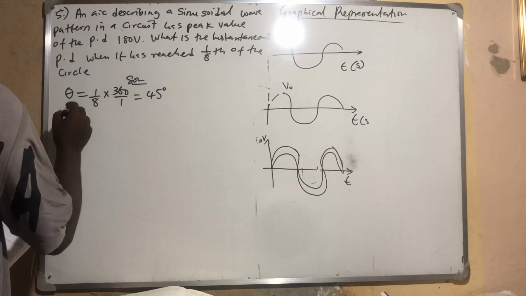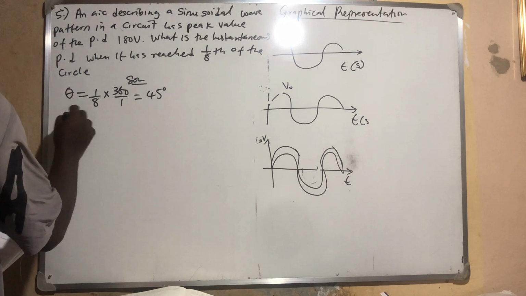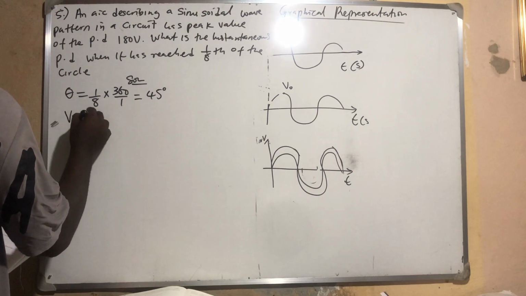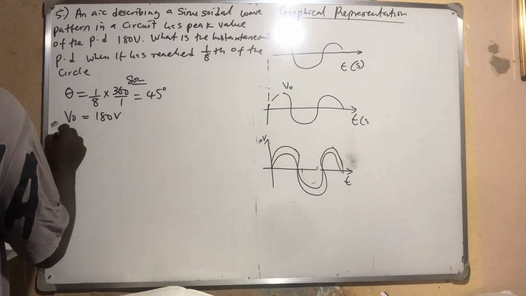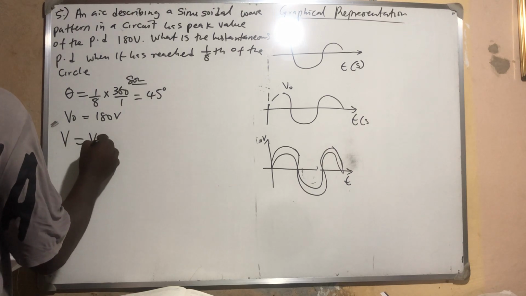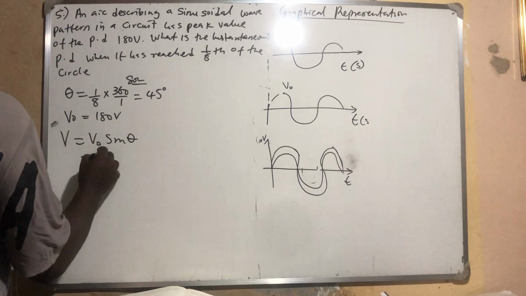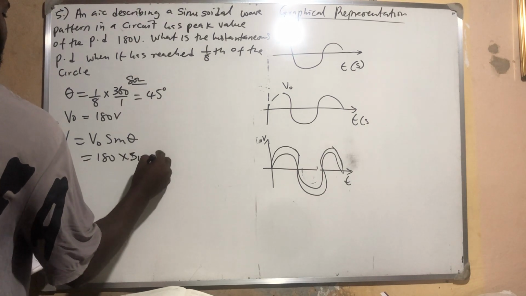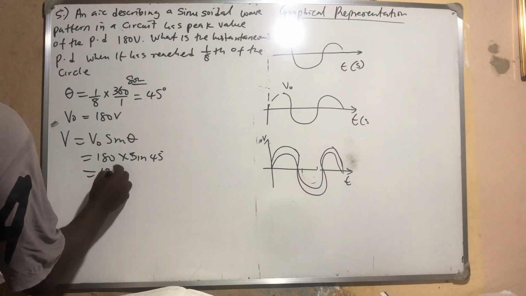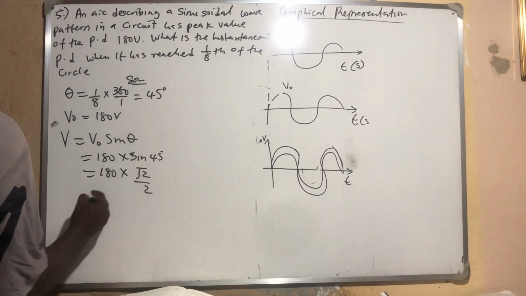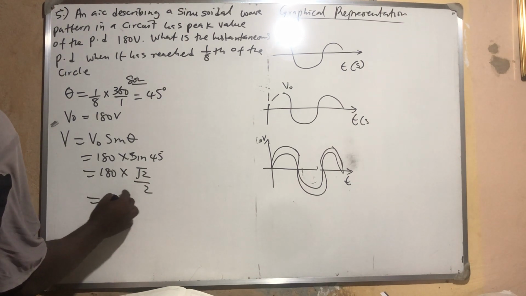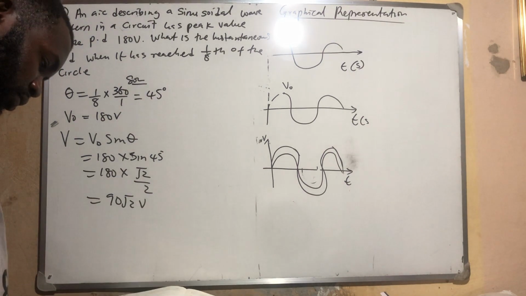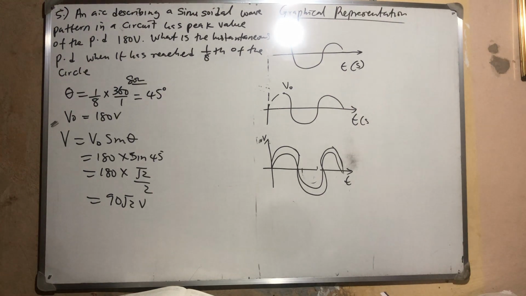But they gave me the peak value, so V naught. My V naught they gave me is equal to 180 volts. Therefore, my V is equal to V naught sine theta, which is 180 times sine 45. Sine 45 is root 2 over 2, so 180 times root 2 over 2, which is 90 root 2 volts. All right?